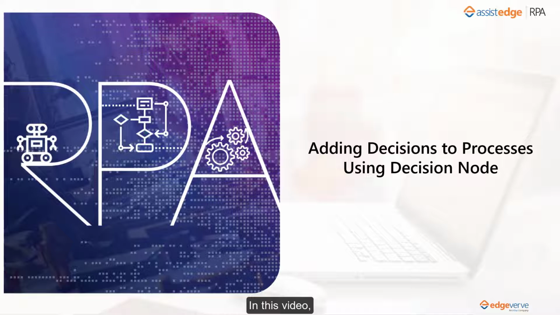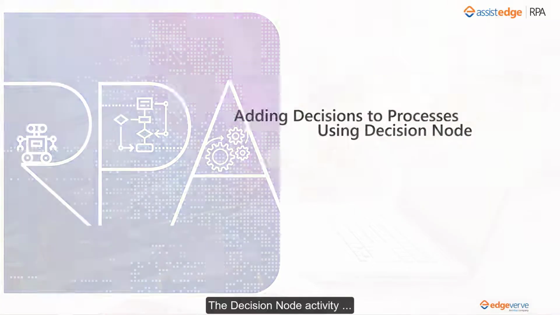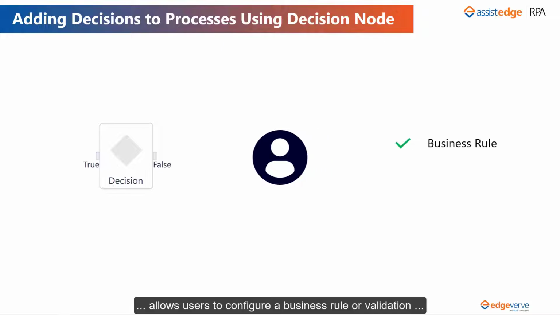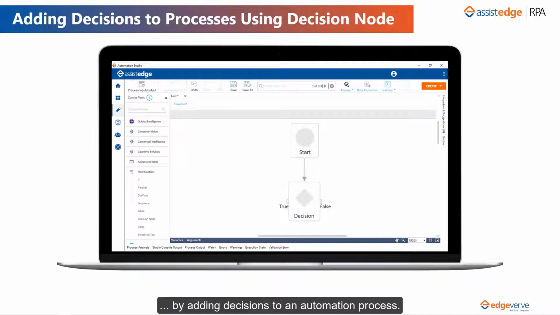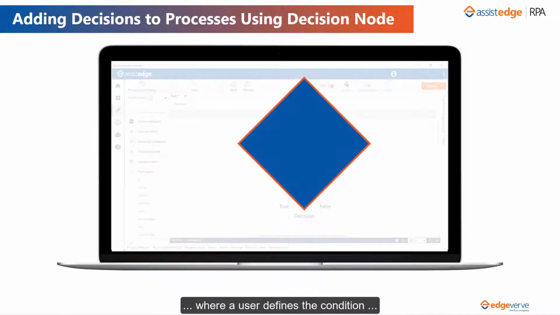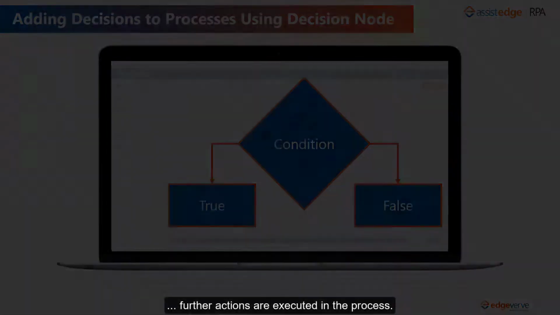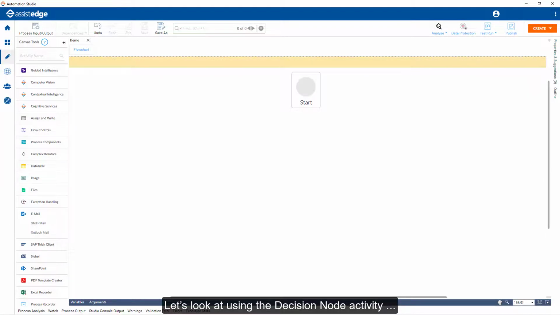In this video, we will learn how to add decisions to processes using the decision node activity. The decision node activity allows users to configure a business rule or validation by adding decisions to an automation process. It is a conditional activity where a user defines the condition, and based on the condition evaluation, further actions are executed in the process.